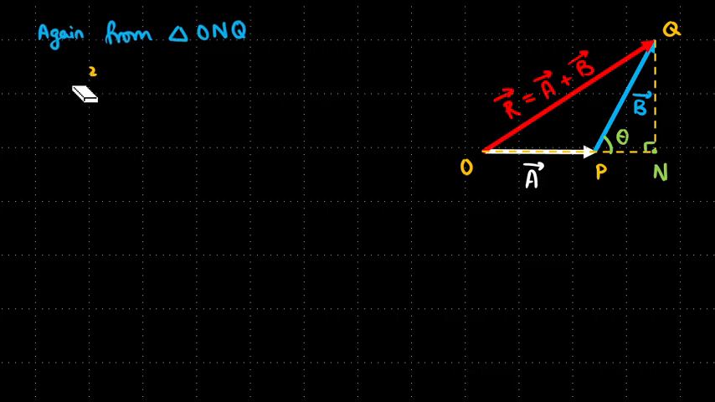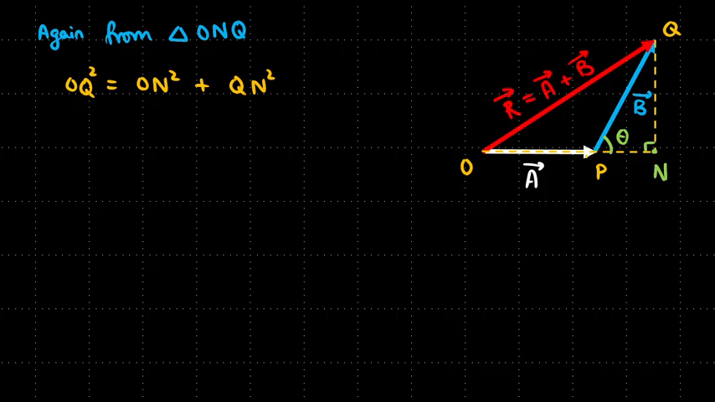OQ squared is equal to perpendicular square. So I can take any as perpendicular since there is no defined angle. So perpendicular square, let's say it's ON, so ON squared plus QN squared. So it's B squared. Now we can write ON as OP plus PN, right?